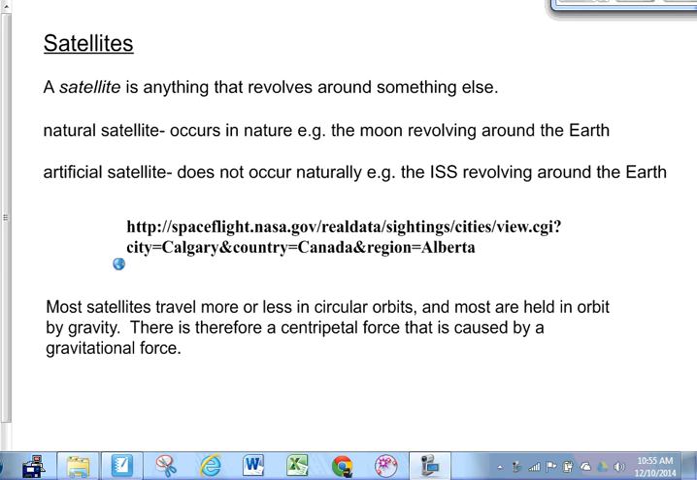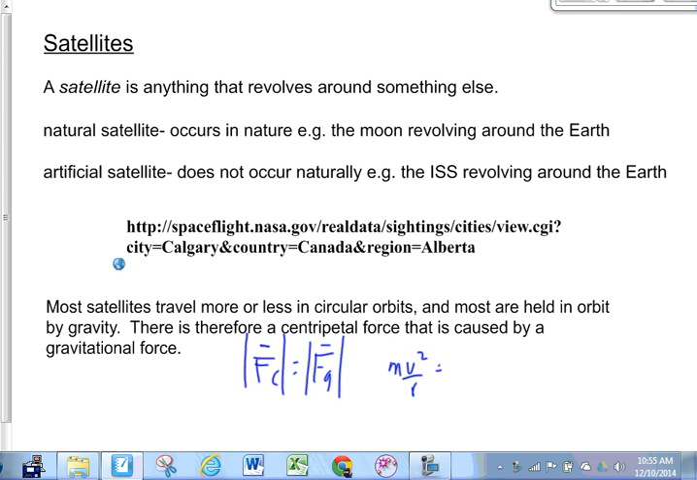So in the end, the way we're going to analyze this, whether it's a natural satellite like the Earth revolving around the sun, or an artificial satellite like a communications satellite or the International Space Station orbiting around the Earth, the way we're going to analyze both of those questions is by setting Fc equal to Fg. The centripetal force, that force that keeps an object going around in a circle, is caused by gravity. So those two forces have to be equal to each other.